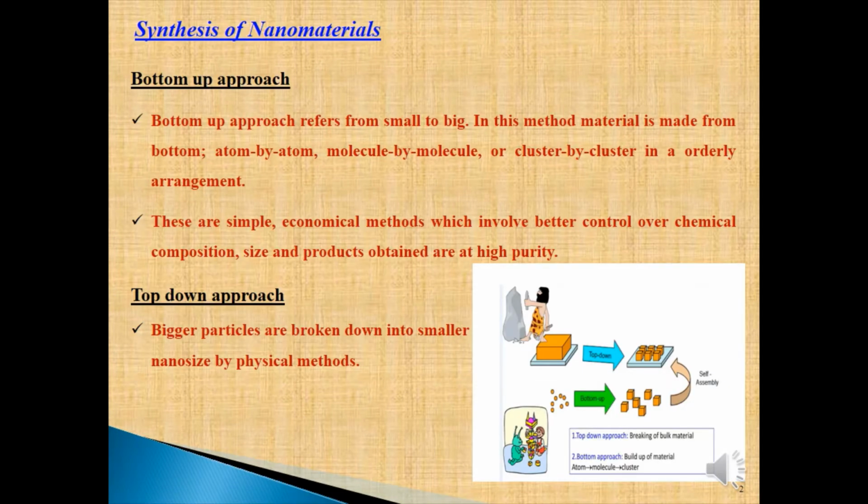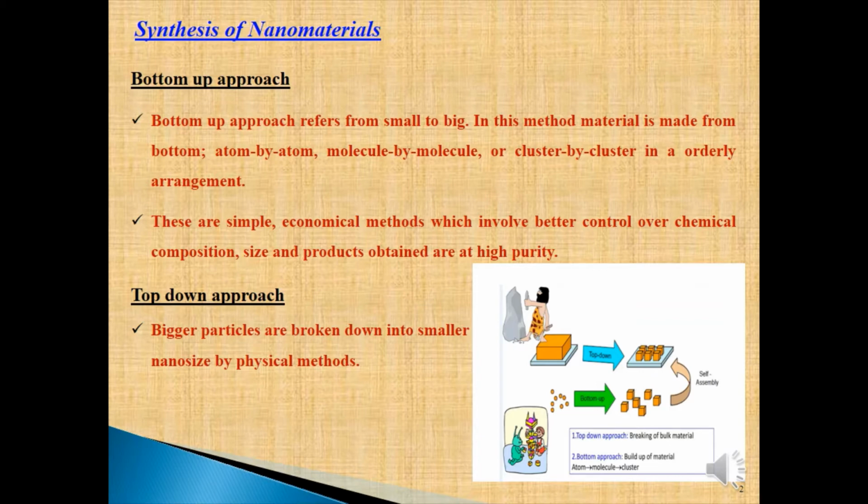Nanomaterials can be synthesized by two methods. One is the bottom-up approach, and the next is the top-down approach. The bottom-up approach refers to going from small to big. In this method, the materials are prepared bottom by bottom, cluster by cluster, molecule by molecule in an orderly arrangement.